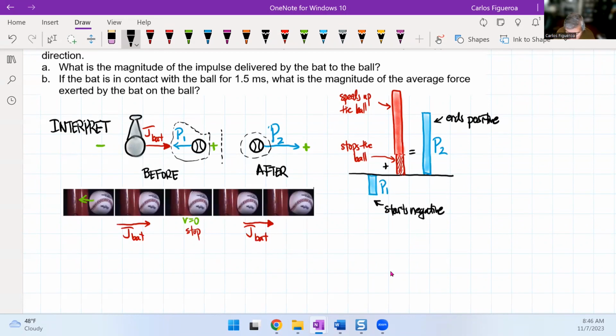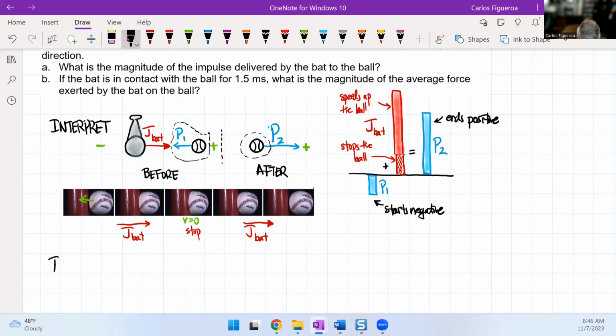So that's our mathematical equation where this is the impulse of the bat. So now what I want to do is go back and look at the question here. They're asking, what is the magnitude of the impulse delivered by the bat to the ball? Well, the way we answer this is that we still use the impulse momentum theorem. So here we go.